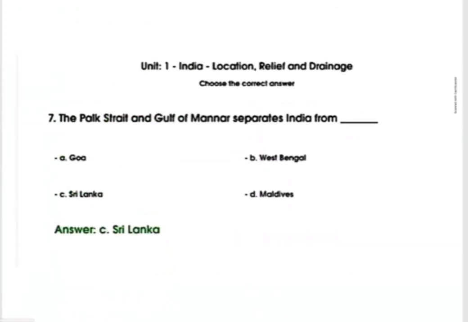The next one: the Palk Strait and Gulf of Mannar separate India from dash. Palk Strait as well as Gulf of Mannar separate India from Sri Lanka.